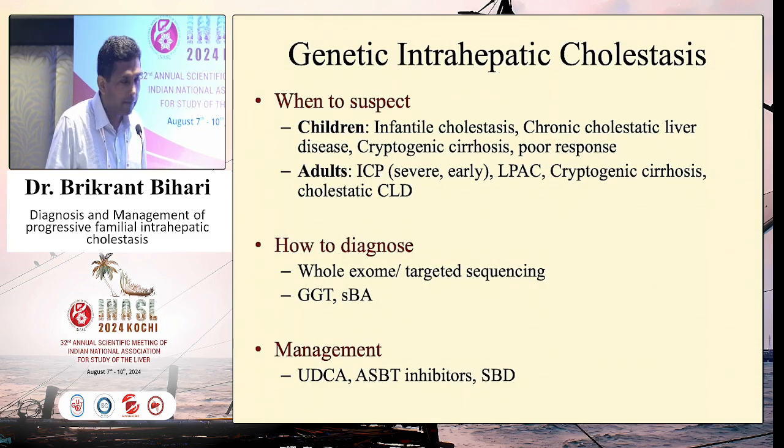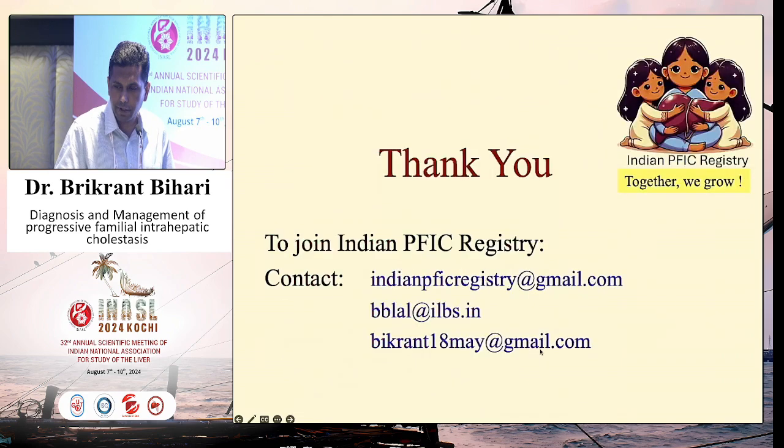So to conclude, suspect genetic intrahepatic cholestasis in all children with infantile cholestasis or cryptogenic cirrhosis, but in adults, suspect it when there is severe or early ICP, LPAC, any cryptogenic cirrhosis or any cirrhosis which is not responding to your standard treatment. If you have any doubt, do a genetic test. How? Whole exome or targeted sequencing. Always do serum bile acid because it will prognosticate. Treatment, yes, UDCA we have till now, surgical biliary diversion, but ASBT inhibitors are the way forward.